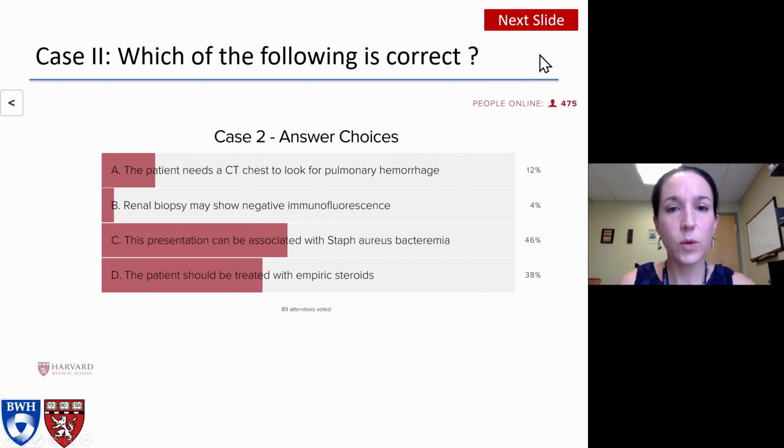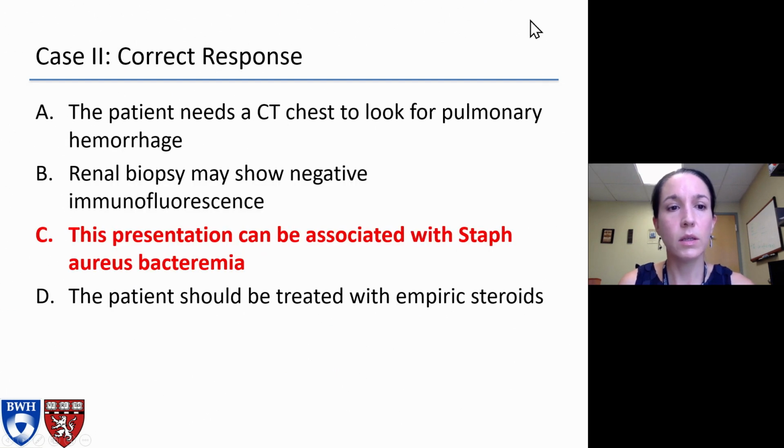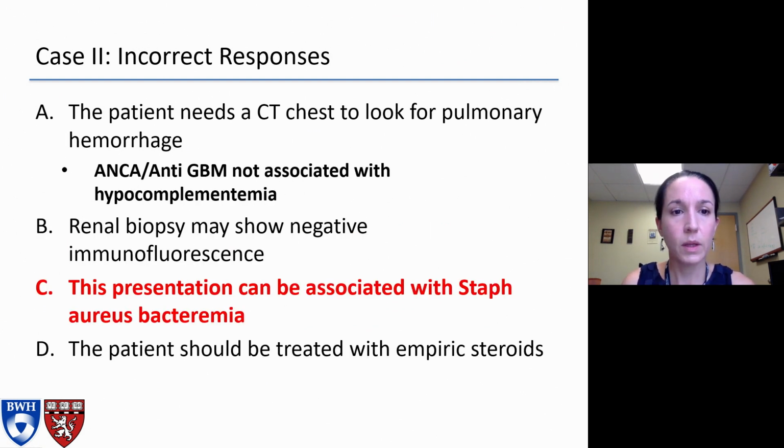Okay, great. We have quite a few answers. So let's take a look. So the correct answer is that this presentation may be associated with Staph aureus bacteremia. So again, let's work through this case a little.